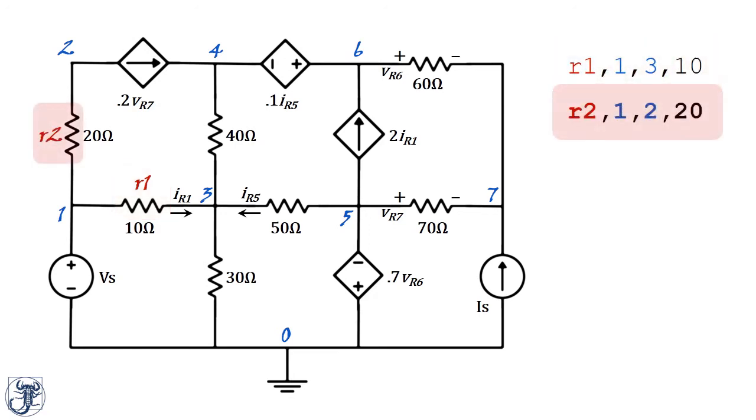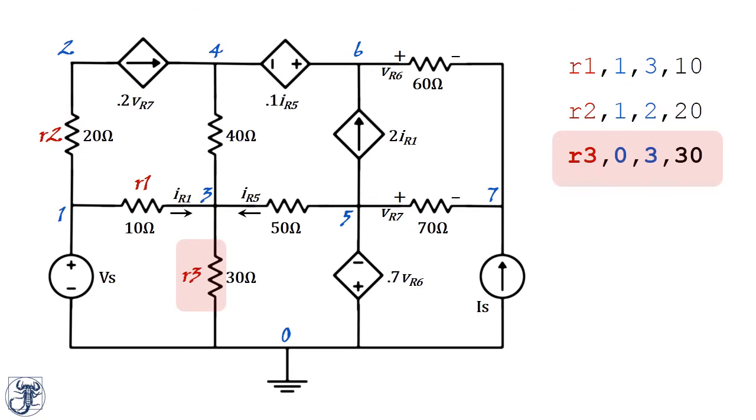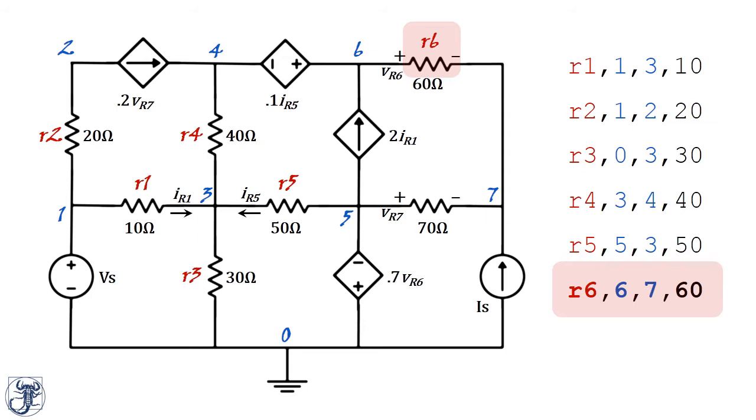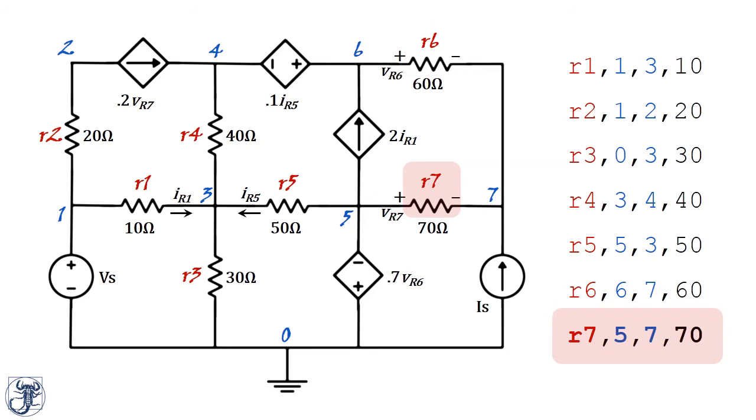R2, the polarity doesn't matter because nothing is controlled by it. R3, the same. R4, the same. Now for R5, again we have to be careful with the polarity. We want the current running from right to left, so we define it as between 5 and 3. For resistor R6, we want the voltage drop to be positive on the left, so we define it as between node 6 and 7. Same for resistor 7. We define it as between 5 and 7 so that the voltage drop is positive on the left.